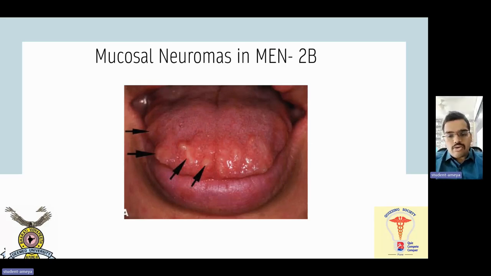But because it is holding true for 3 other conditions, I have personally made this mnemonic and not taken it from any other source. The third mnemonic is obviously the visual mnemonics, which I have already shown you. MEN1 having 3 P's, MEN2A having 1 P and 2 M's, and MEN2B or MEN3 having 3 M's.